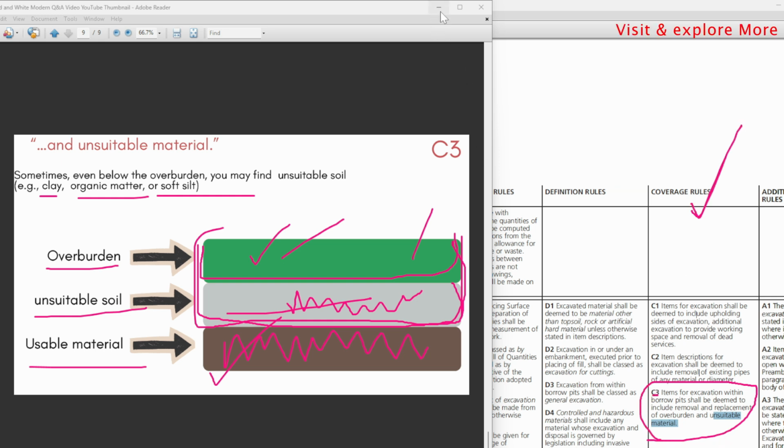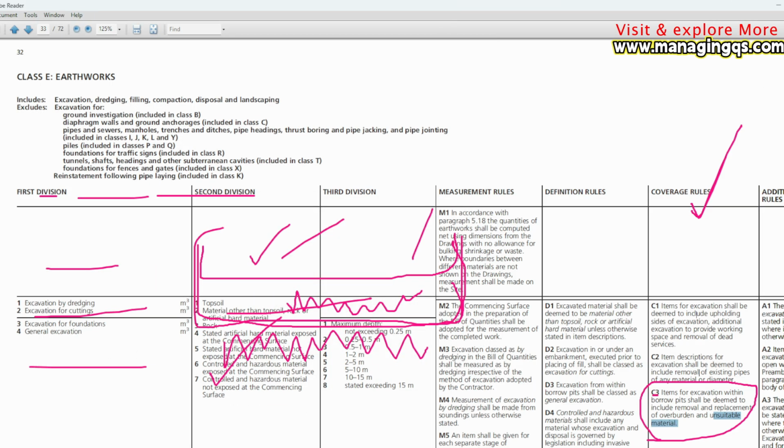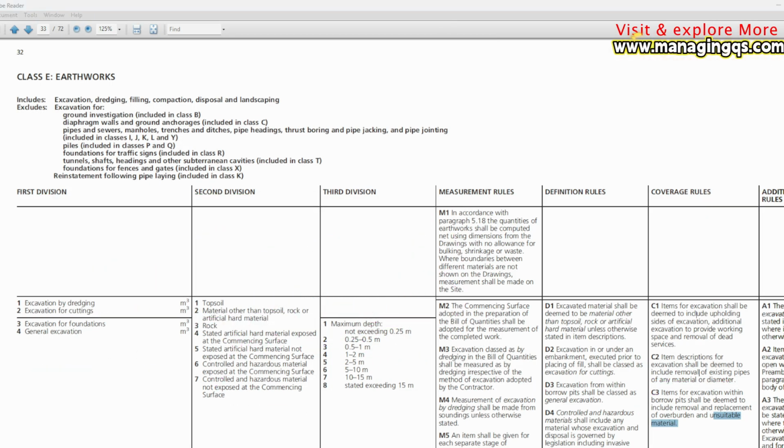So these are the ideas in earthwork. We discussed many things in our infrastructure quantity surveying courses also.